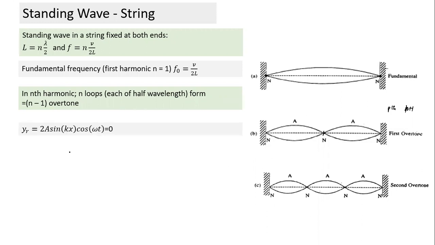And we notice the equation here is in the form of sine of x. So basically, since sine of x equal to 0 means x is equal to 0, it automatically means that x equal to 0 is a node.